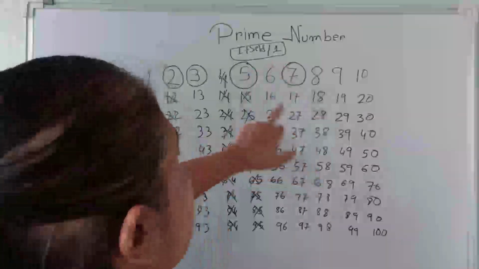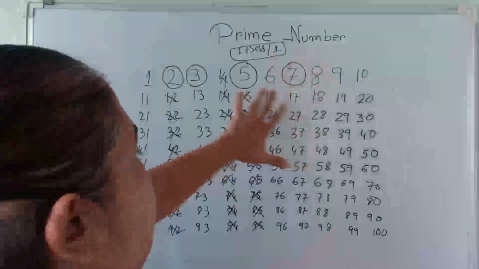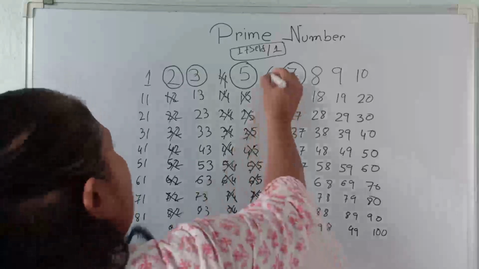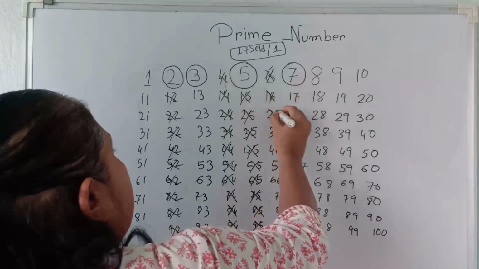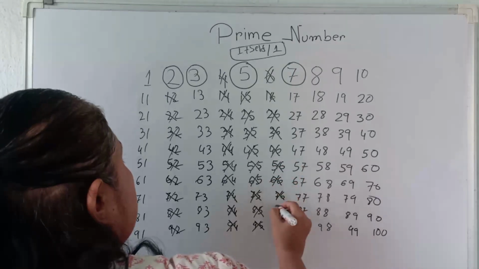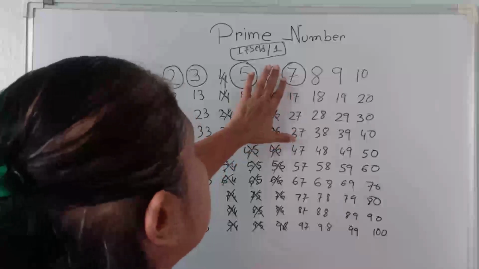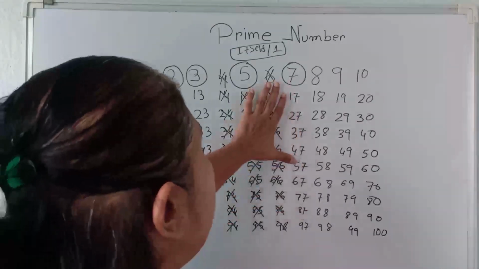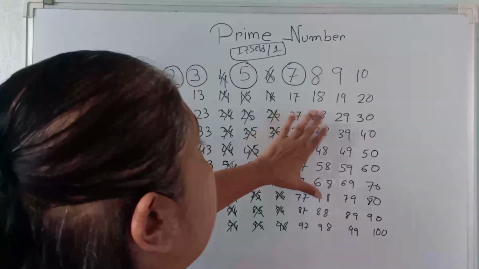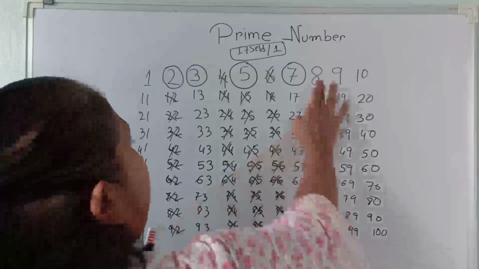Now 6. 6 is not a prime number. We can easily divide 6 by 2 and 3. And whatever number ends with 6 is also not a prime number. Now 7. 7 is a prime number. Maybe the numbers that end with 7 are prime, or some of them are not. I will discuss that later.